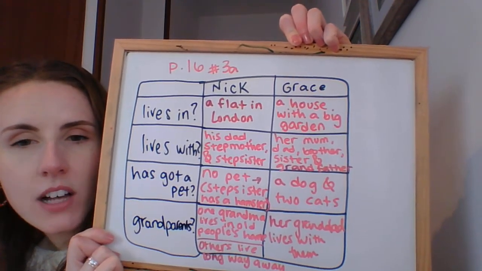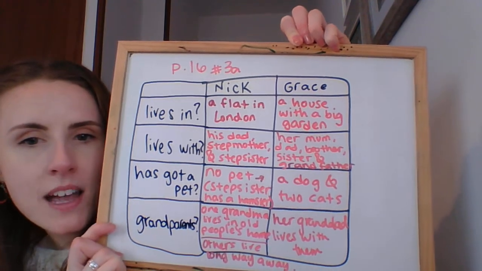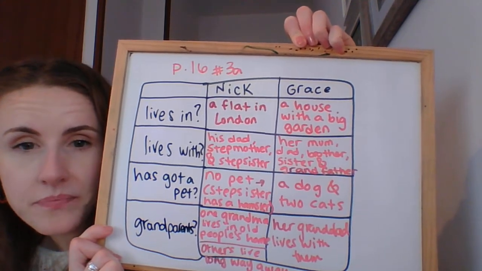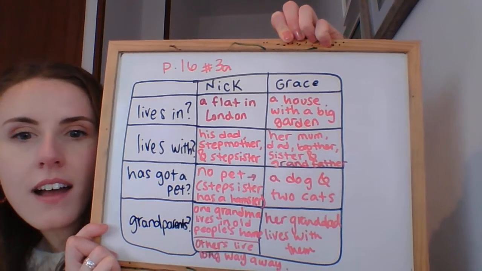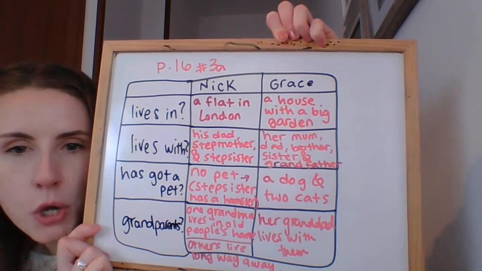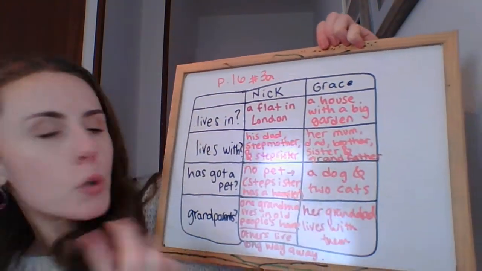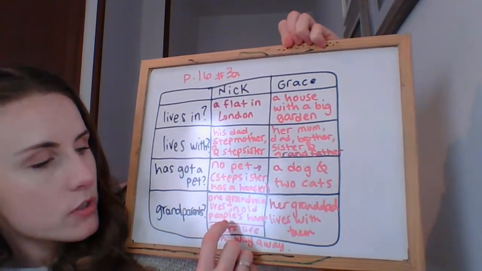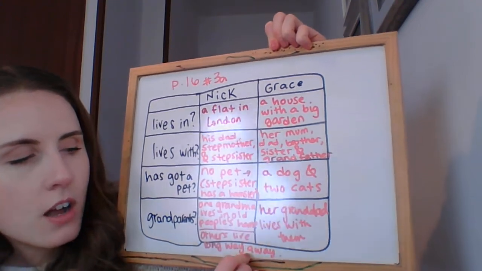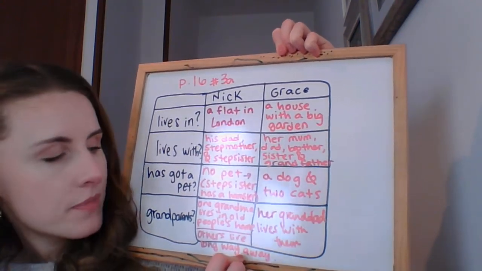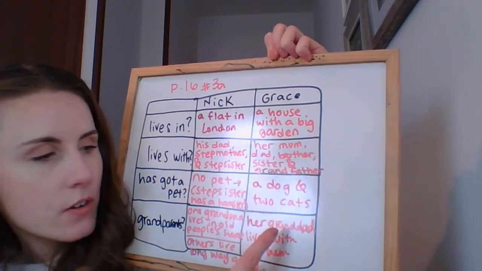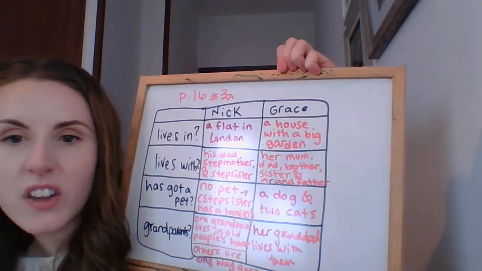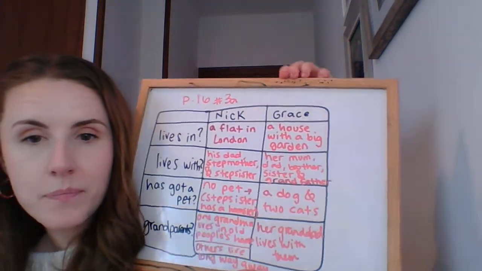Nick has got a pet. He's got no pets, but his stepsister has a hamster. Grace has got a dog and 2 cats. Grandparents. So Nick has one grandma who lives in an old people's home, and the others live a long way away, very far away. Grace lives with her granddad. The granddad lives with them. And again, granddad and grandfather are the same. It's just another way to say grandpa. They're all the same.